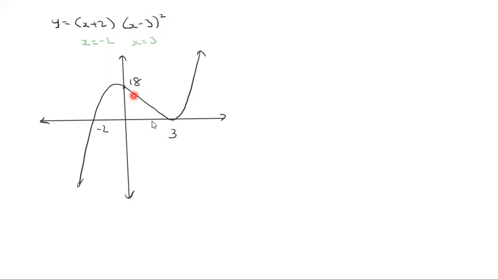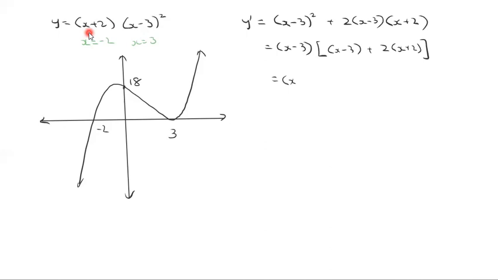So if you were to work this out, then you would derive it. You can either expand this, or you would derive it using the product rule. Let's use the product rule to give you some practice. Derive the first one, which is 1, times the second one unchanged, plus derive the second one, which is 2(x minus 3) times 1, times the first one unchanged. You can factor out the x minus 3, leaving you with (x minus 3)(x minus 3 plus 2(x plus 2)). That means you've got x equals 3 or x equals negative 1/3, which means it's on the left, which is good. We've drawn it in the right sort of spot.